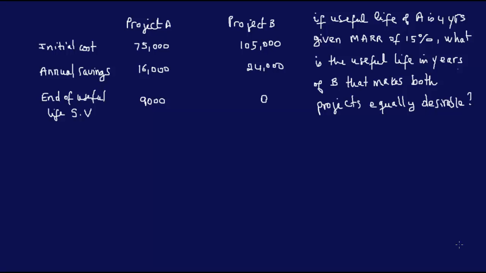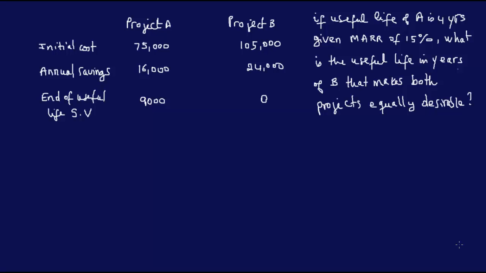Okay, engineering economics. This particular problem deals with alternative projects, comparing the best alternative. We are given two projects, A and B. If the useful life of A is 4 years, given the rate of return as 15%, what is the useful life in years of project B that would make both projects equally desirable?